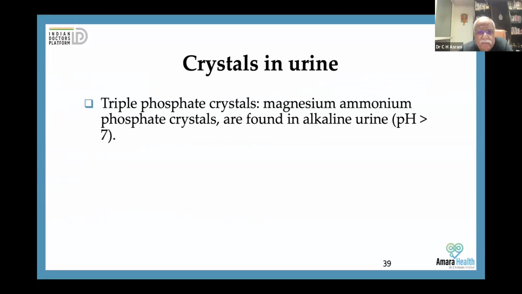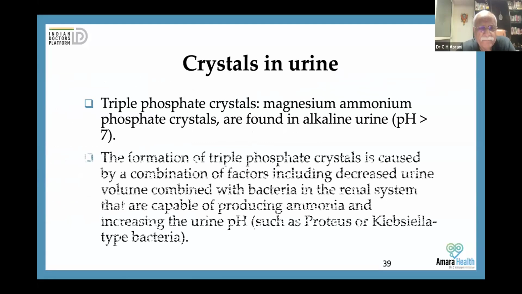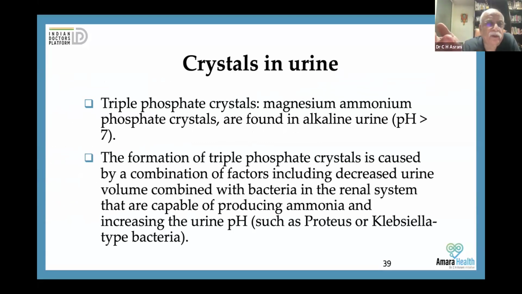Triple phosphate crystals are made up of magnesium ammonium phosphate crystals and are found in alkaline urine, pH above 7 or above 8. The formation of triple phosphate crystals is caused by combination of less urine volume because the patient is consuming less water, with bacteria which are producing ammonia and increasing the urine pH, making it alkaline. Proteus or Klebsiella type bacteria. So if there is a Proteus or Klebsiella infection, triple phosphate crystals will come up more.